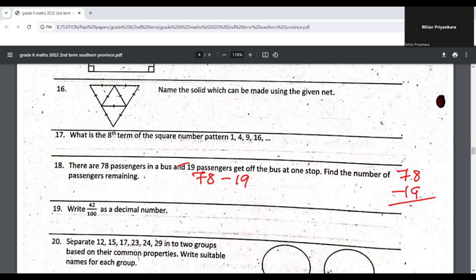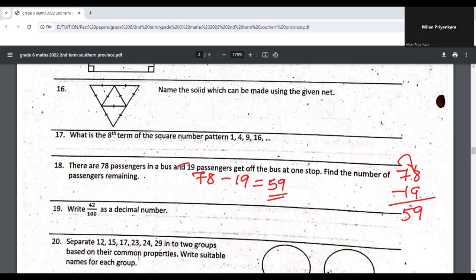8 minus 9 is not possible. You take 1 here. 1 means 10 actually. That means then 18 minus 9 is again 9. So this 7 is going to be 6 now, because you took 1 off. Then 6 minus 1 is 5. Now your answer should be 59. Now there are 59 passengers in this bus.